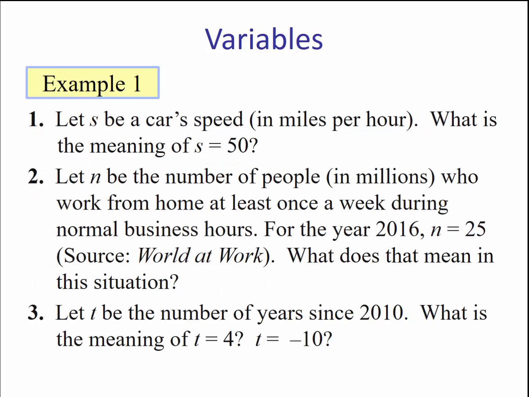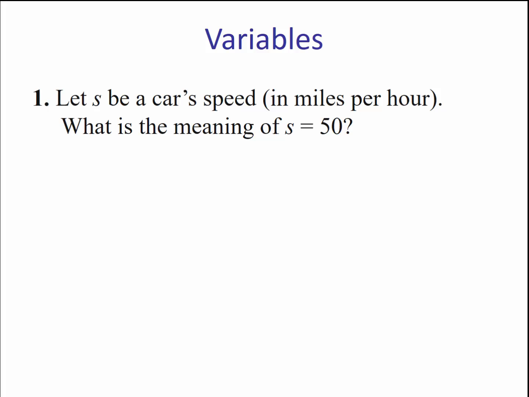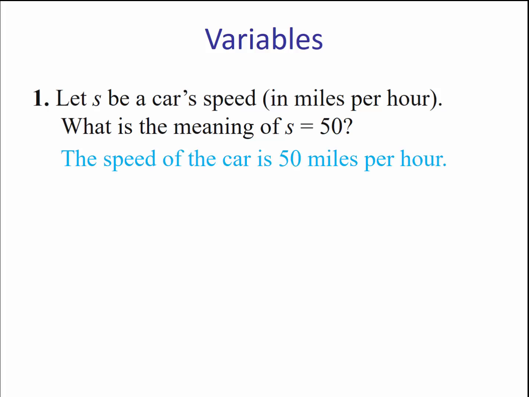Example 1. Here are 3 situations involving the concept of a variable. Let's look at each. Number 1. Let S be a car's speed in miles per hour. What is the meaning of S equals 50? The speed of the car is 50 miles per hour. So when S is 50, that means the speed of the car is 50 miles per hour.